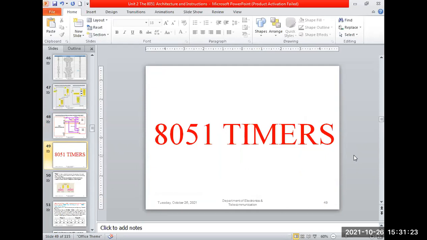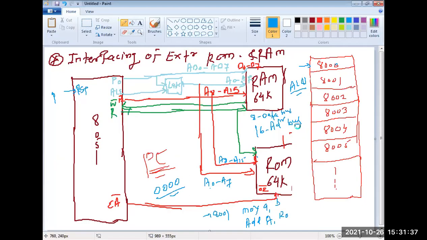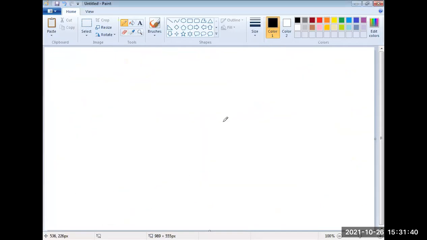How many timers are there in the 8051? How many timers are there? 2. Two timers are there. Very correct. So the 8051 has 2 timers. What is the size? 16 bit. They are called timer 0 and timer 1. These 2 timers are there.